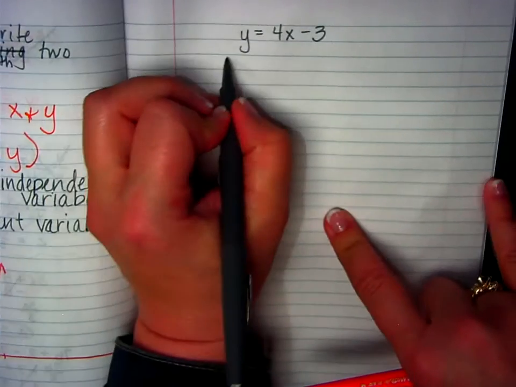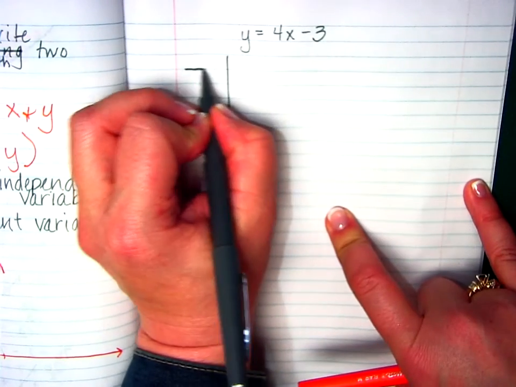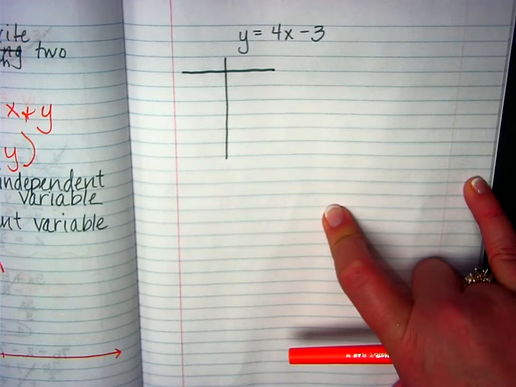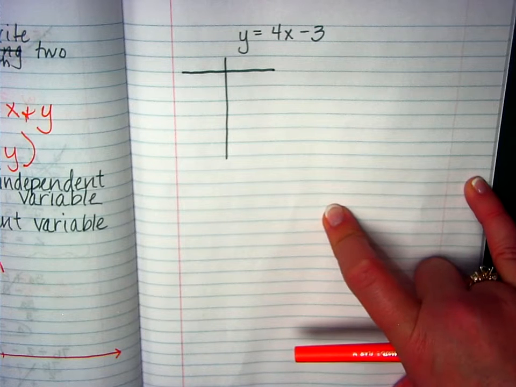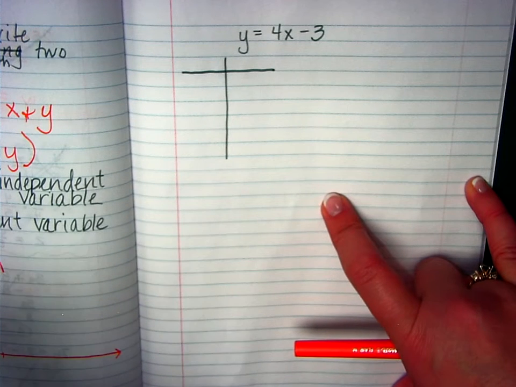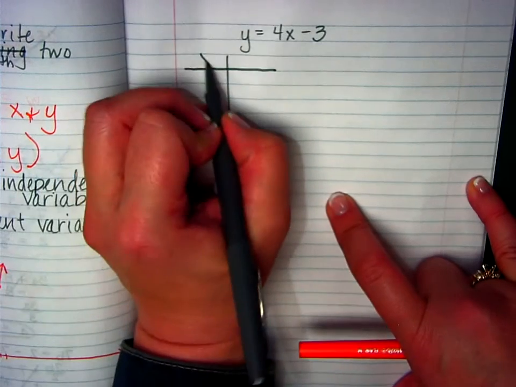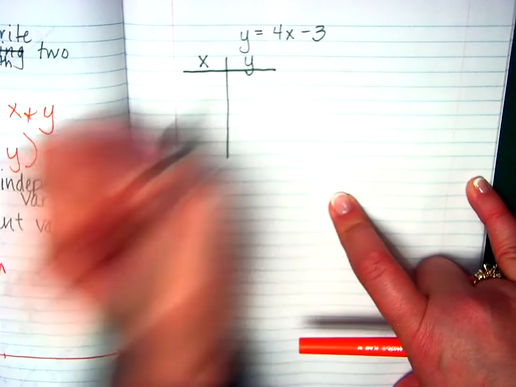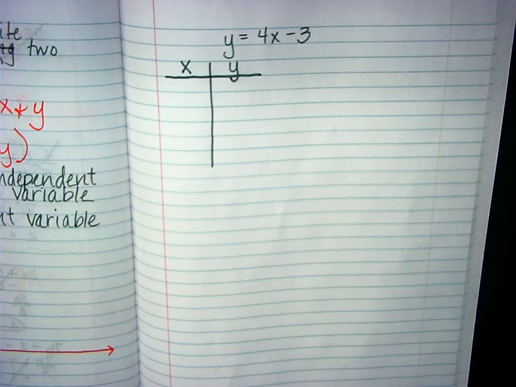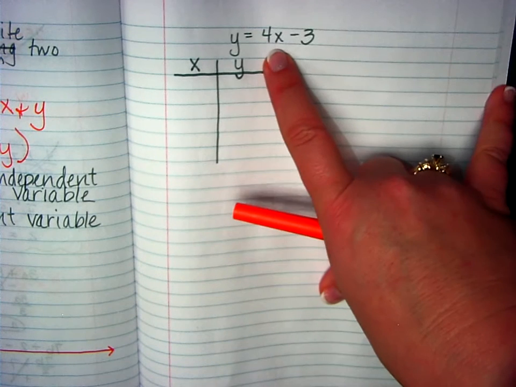I draw my cheat chart. And where do I put the x? Where do I put the y? Caleb, keep going. Put the x on the left. X on the left, y on the right, because that's going to set up my ordered pairs. So now I have to start.